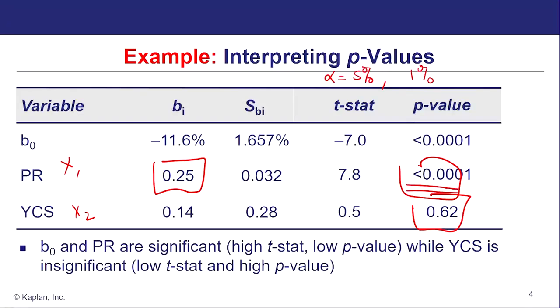So the p-value always compares against the null hypothesis that the slope coefficient is equal to 0. So beta j, I'll just put generic j. So that is your null hypothesis: beta is equal to 0.